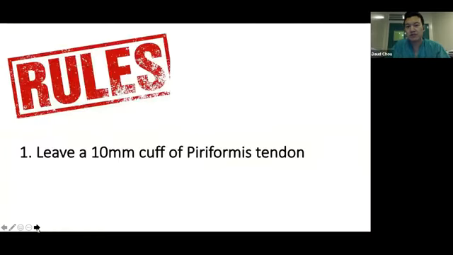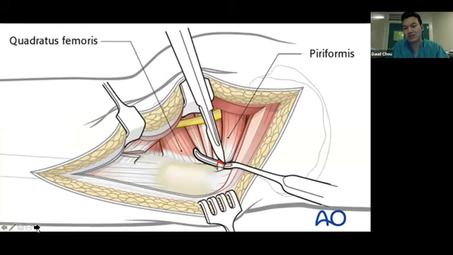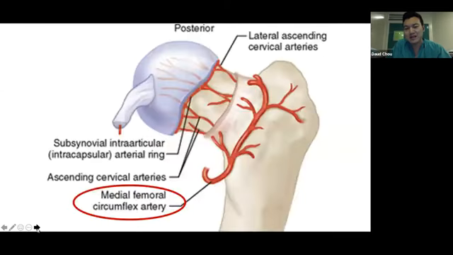So I have a few rules to go through. Rule number one is leave a 10mm cuff of piriformis tendon when incising the short external rotators. Here you can see that I've left a little bit of a cuff, not taking the piriformis right at its insertion into the GT. The reason for that, again, is to preserve the medial femoral circumflex artery, to preserve the blood supply to the femoral head, which you can see running here along the posterior ridge of the greater trochanter, up from distal to proximal.